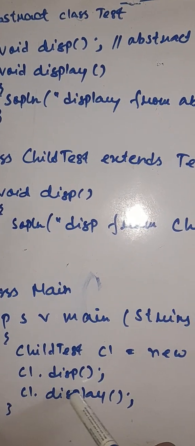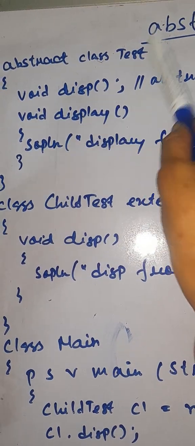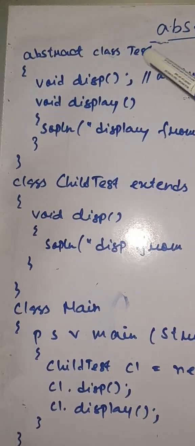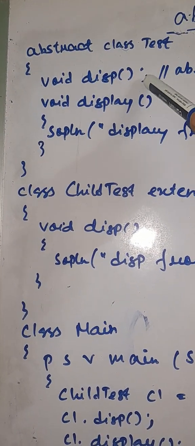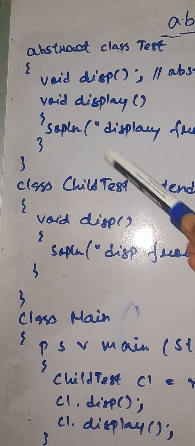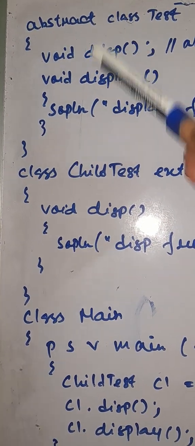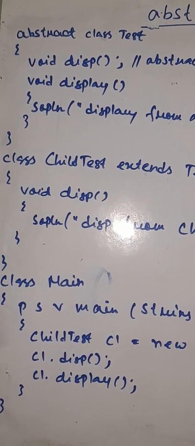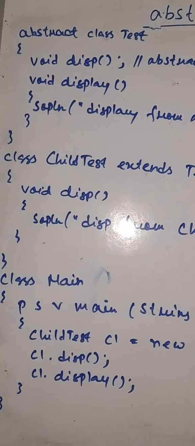And now I call c1.display. So which display? The base class display method will be called, which is the non-abstract method. Clear? So an abstract class is a class where you use the abstract keyword. Within the abstract class you can declare the abstract method and non-abstract method both, and then you always have to create the derived class, otherwise you can't override the abstract method, and then you can access your abstract class, abstract method and non-abstract method both using the child class object.